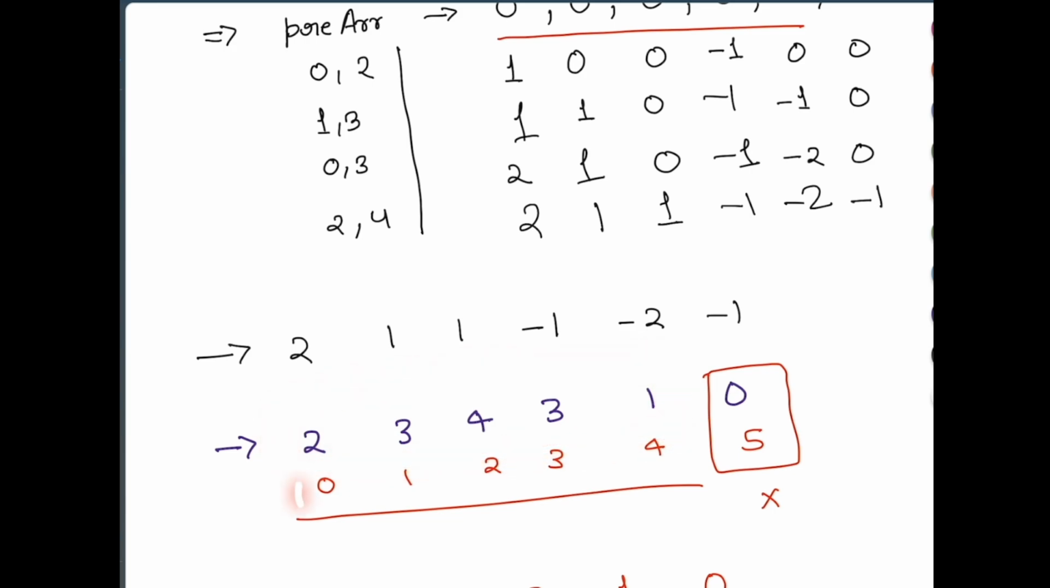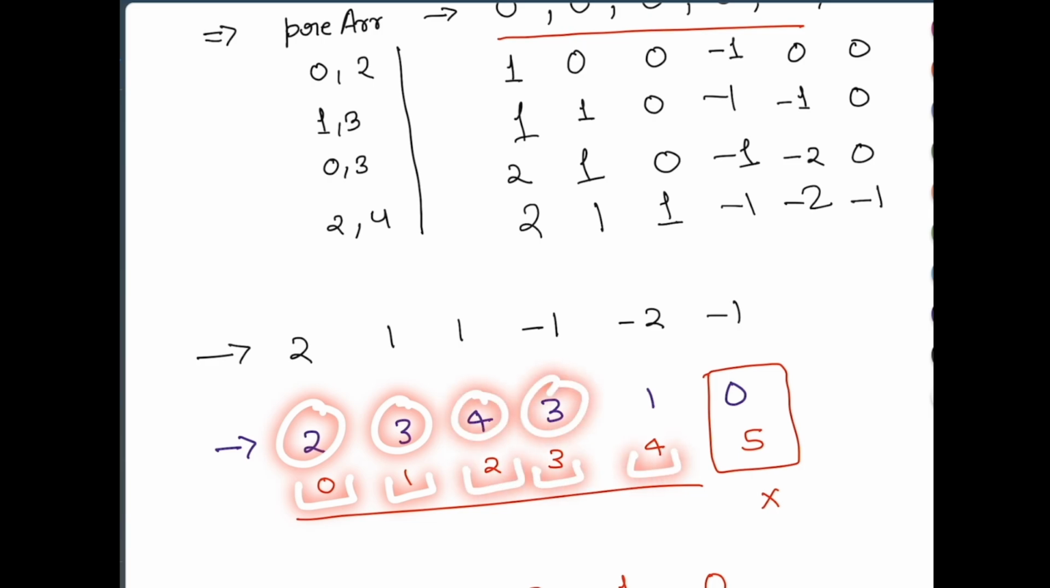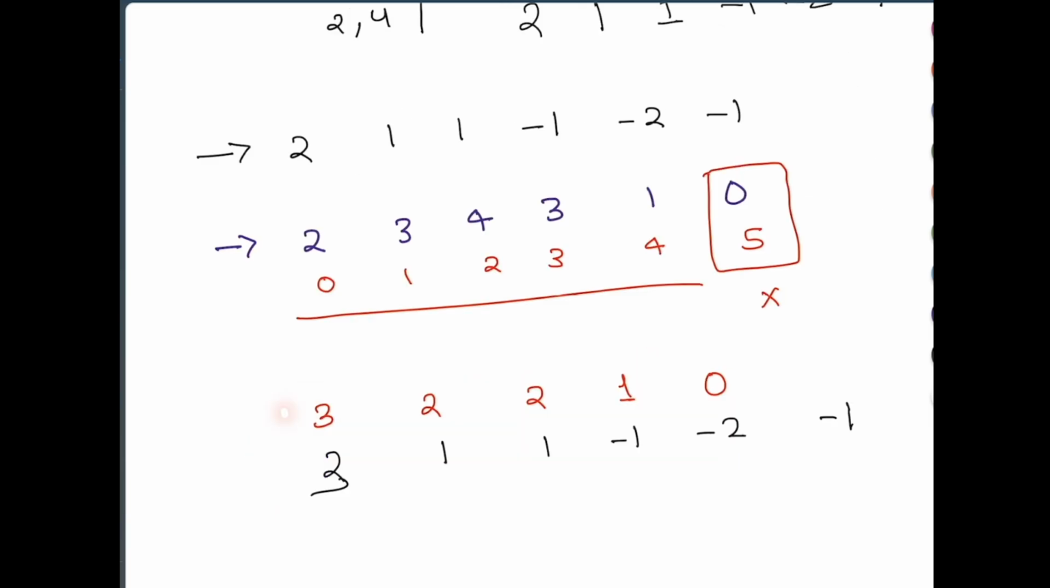We can reduce at index 0 the element by 2, at index 1 the element by 3, at index 2 we can reduce the element by 4, at index 3 we can reduce the element by 3, at index 4 we can reduce the element by 1. And these are the elements we have, right? 3, 2, 2, 1, 0.